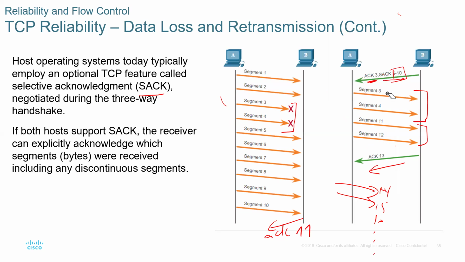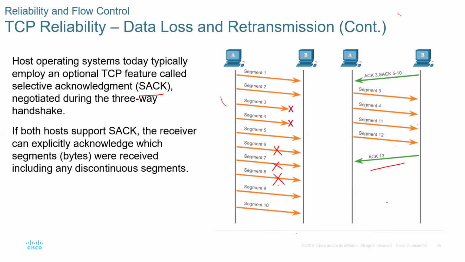So typical questions you will get. Let's say 6, 7 and 8 did not arrive. Everything else between 1 to 10 arrived except 6, 7 and 8. What acknowledgement will be sent for retransmission? It would say acknowledgement 6.